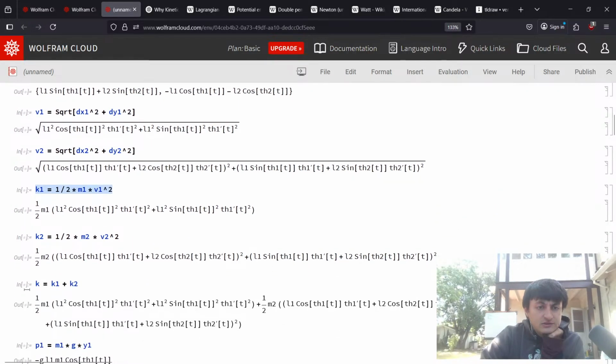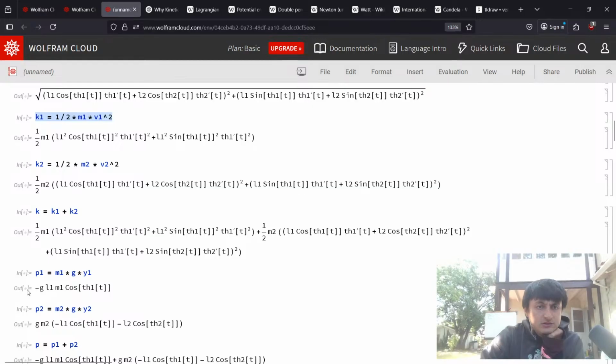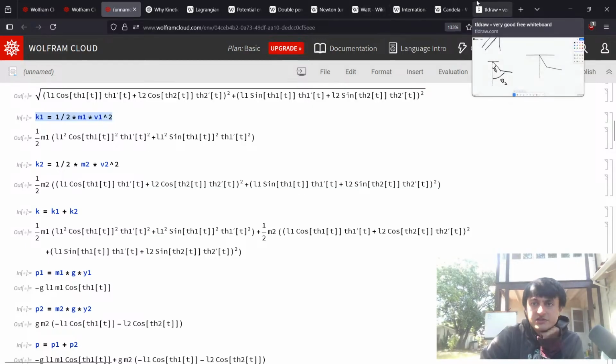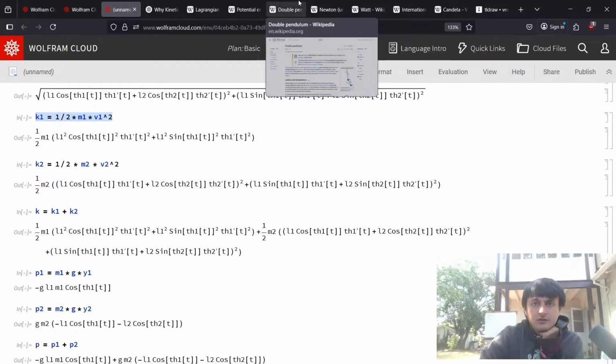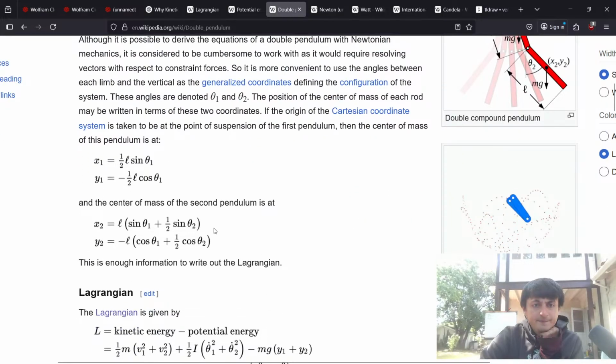Because the equations of motion here, why is this 1/2?